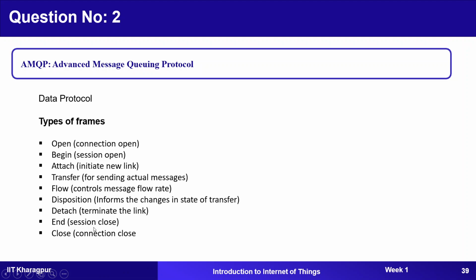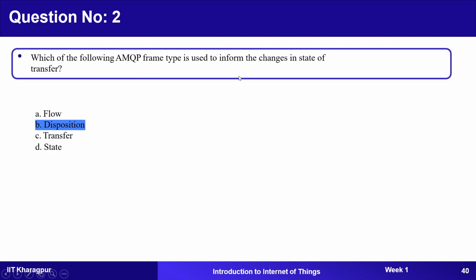Your end frame is used to terminate the session, and your close frame is used in order to terminate your connection. So basically this open is related to close. Whenever you open a connection, you have to close that connection. This end is related to begin, detach is related to attach, and all others are responsible for managing your control messages, for sending data, and for informing the change in the state of the transfer. So the question was which of the following is responsible to inform the changes in the state of transfer. The correct option for this is disposition.